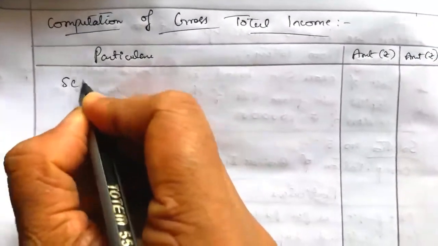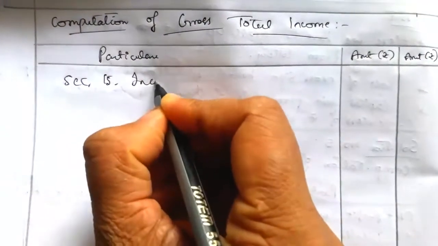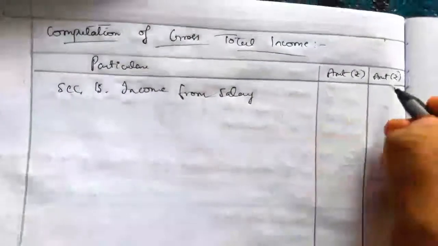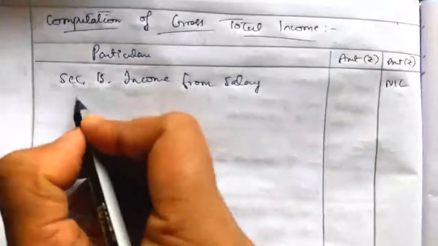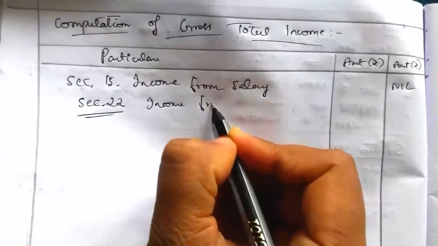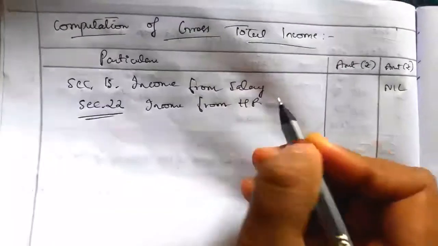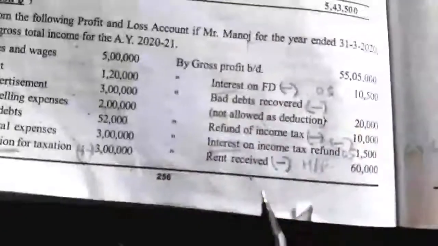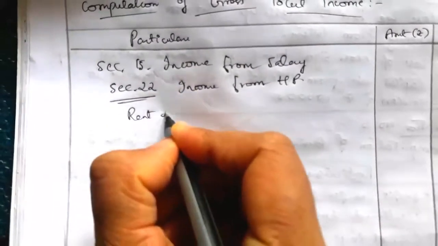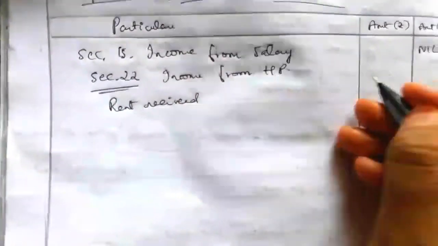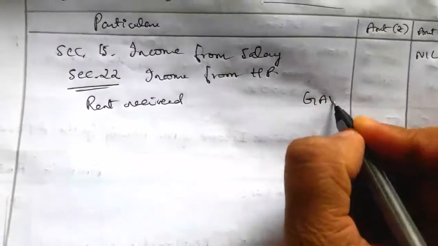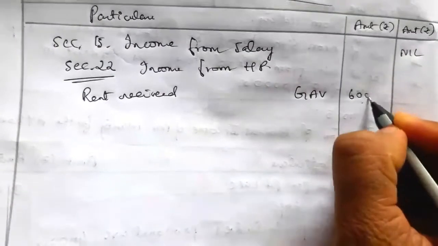Under that, the first one is section 15, income from salary. Relating to salary income, there is no information given on the credit side, so it is nil. Next, section 22 is relating to house property, that is, income from house property. They have given rent received. There is no other information to calculate the gross annual value, so rent received is itself taken as the gross annual value, that is rupees 60,000.